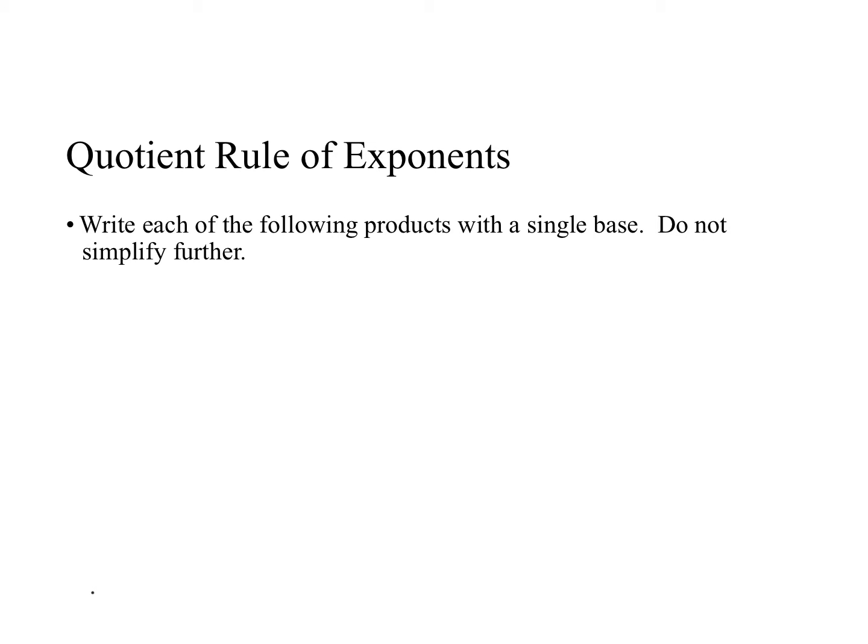The quotient rule of exponents allows us to simplify expressions that divide two numbers with the same base but different exponents. So for example, if we wanted to consider something like y to the ninth divided by y to the fifth, notice that the numerator and the denominator have the same base. The quotient rule of exponents says that we can subtract those exponents, and that leaves us with y to the fourth power.